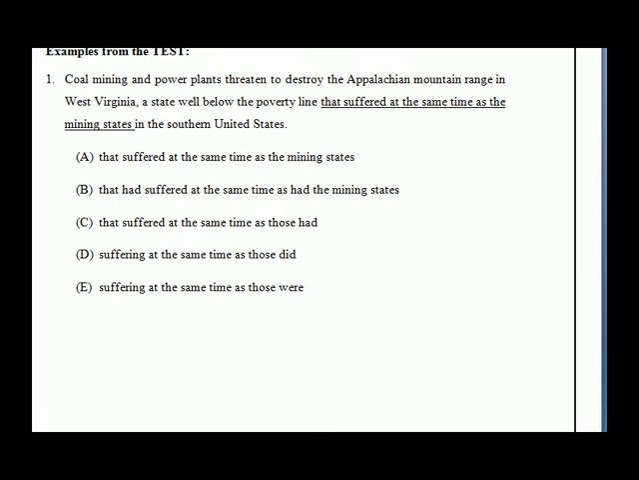C unnecessarily introduces the past perfect tense relating to the other mining states in the southern US, which were contemporaneous with West Virginia, and therefore is wrong. D and E both have a pronoun error because the pronoun those does not have an antecedent in the sentence. So we're left with pretty much choice A, which is the correct answer for this question.